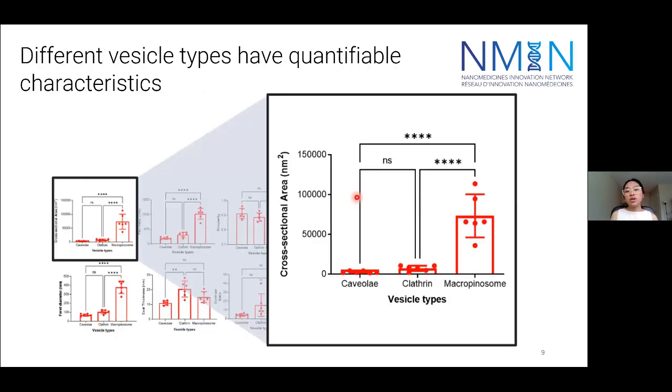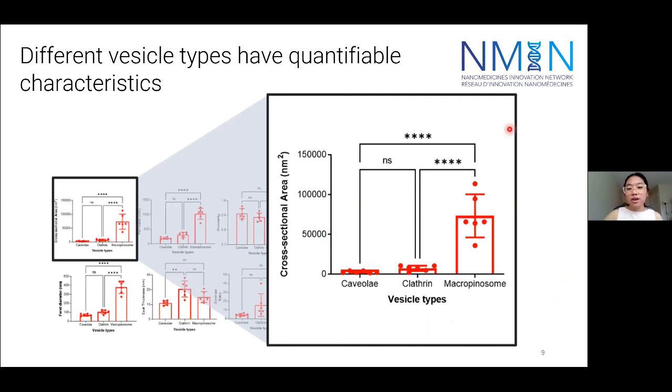What we found out was that different vesicle types do have quantifiable characteristics. And to determine the appropriate and best parameters to use when comparing between different vesicle types, we analyzed our data and conducted statistical analysis on them using the ordinary one-way ANOVA and the Tukey's multiple comparison test. So one of the parameters that we tested and analyzed is cross-sectional area.